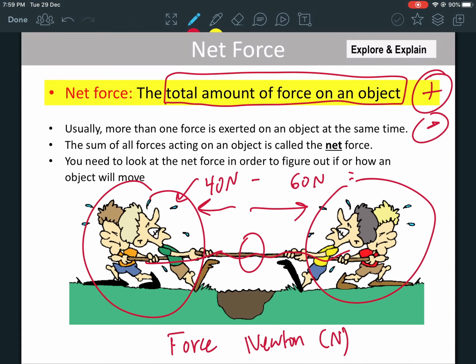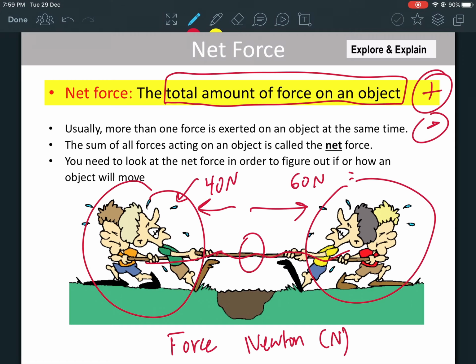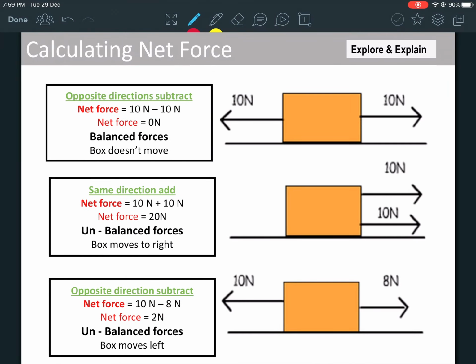It would go not this way, of course, sorry. We'll talk about calculating later. So basically, net force is just the sum of forces acting on an object. It's called a net force, the sum of the forces acting on one object. Let's look at how to calculate net force.